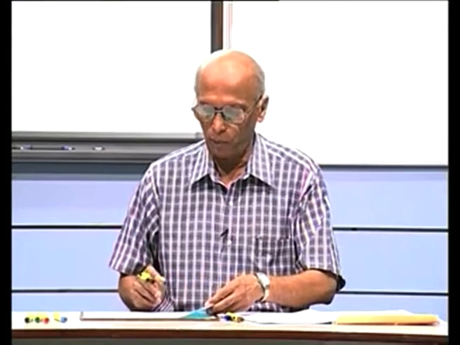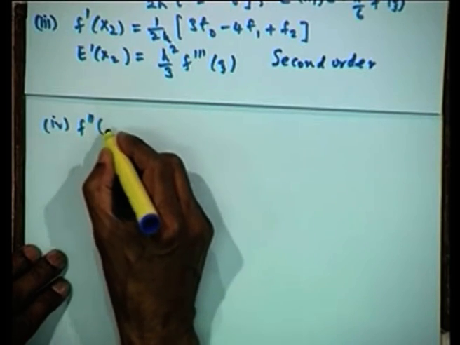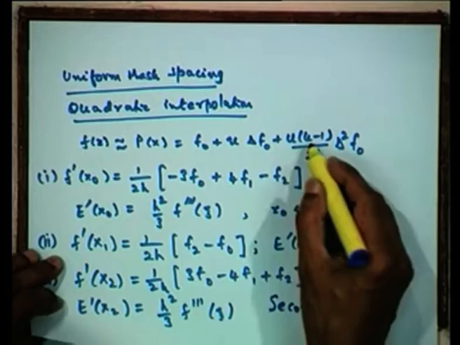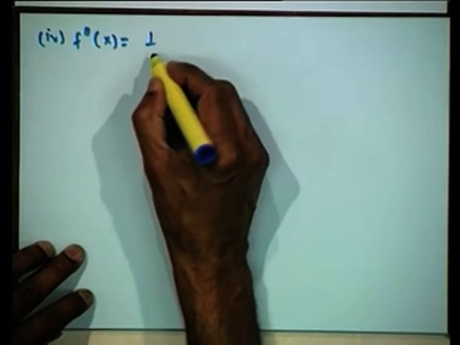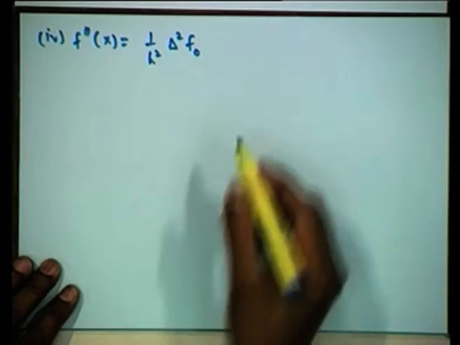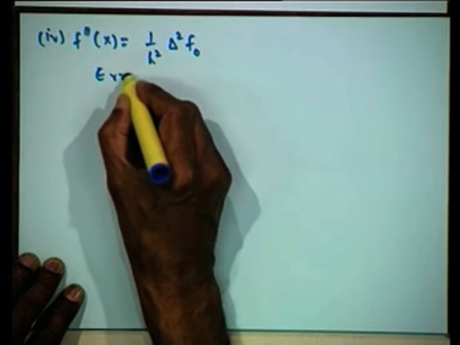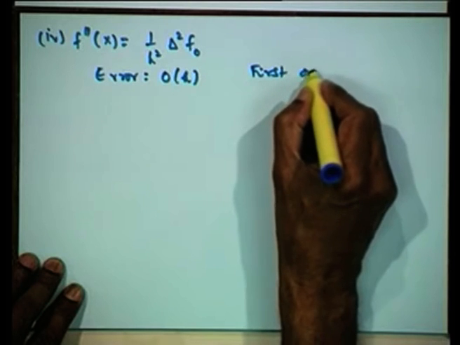Now, we can use the same formula to get the second derivative also. The fourth formula that we obtained was for the second derivative f double dash of x. Since we started with quadratic interpolation, that is a polynomial of degree 2 in u, the second derivative will give a constant. Therefore, f double dash of x was derived as simply 1 upon h square delta squared of f0. We have shown that the error is only of order h, therefore this can be only a first order formula.